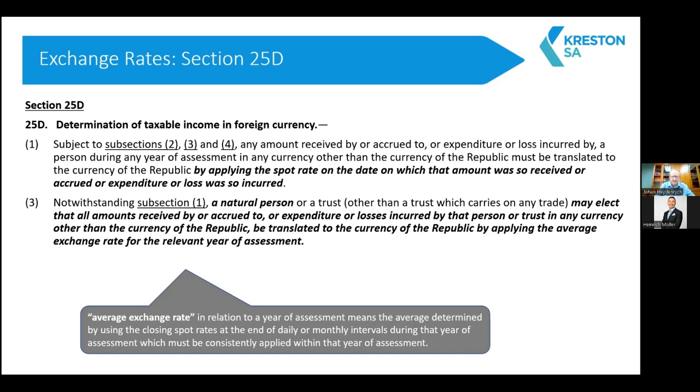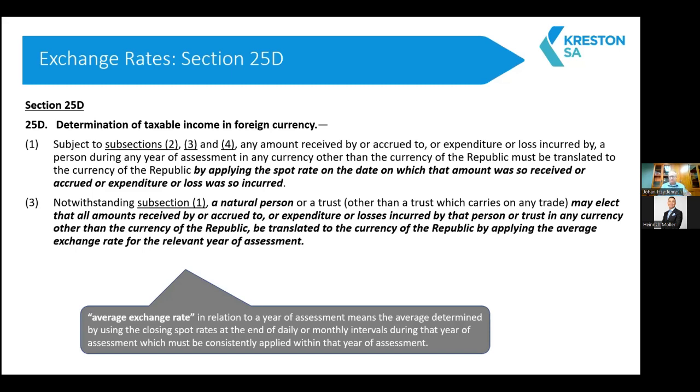But a natural person or a non-trading trust may elect that all amounts received by or accrued to or expenditure or loss incurred by that person or trust in any currency other than the currency of the Republic be translated to the currency of the Republic by applying the average exchange rate for the relevant year of assessment. All right. So the average exchange rate is published by SARS. You can just go and look at what it is.